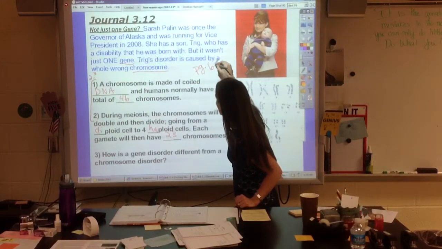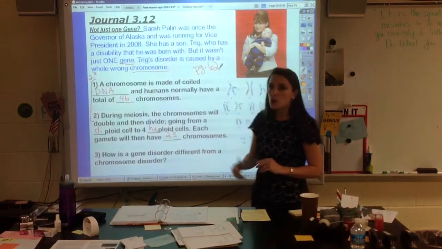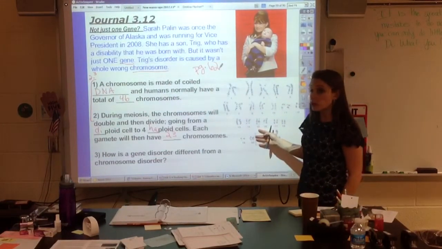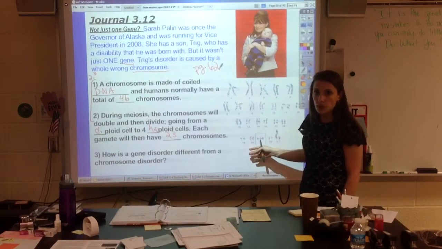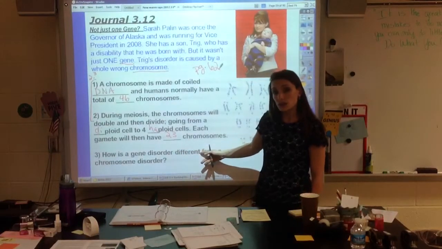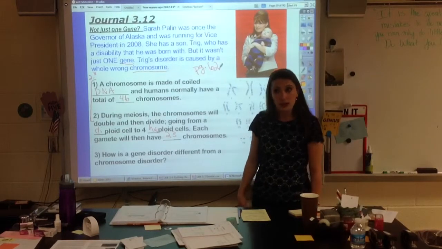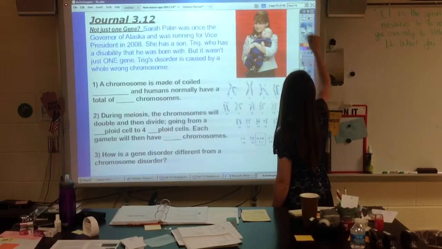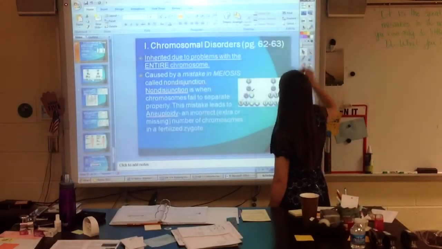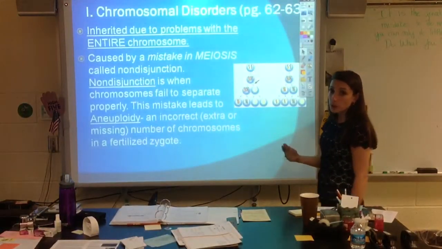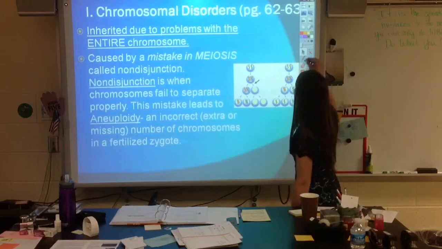Page 62. If you'll go to page 62, we're going to talk about 3 different types of chromosome disorders where you have too many or too few chromosomes. You might be able to answer how a gene disorder is different from a chromosome disorder now, or you might need to go back and answer it later. But if you'll go to page 62 in your notes, and this is on chromosomal disorders. So if you need to pause it so that everyone can get to page 62, feel free.